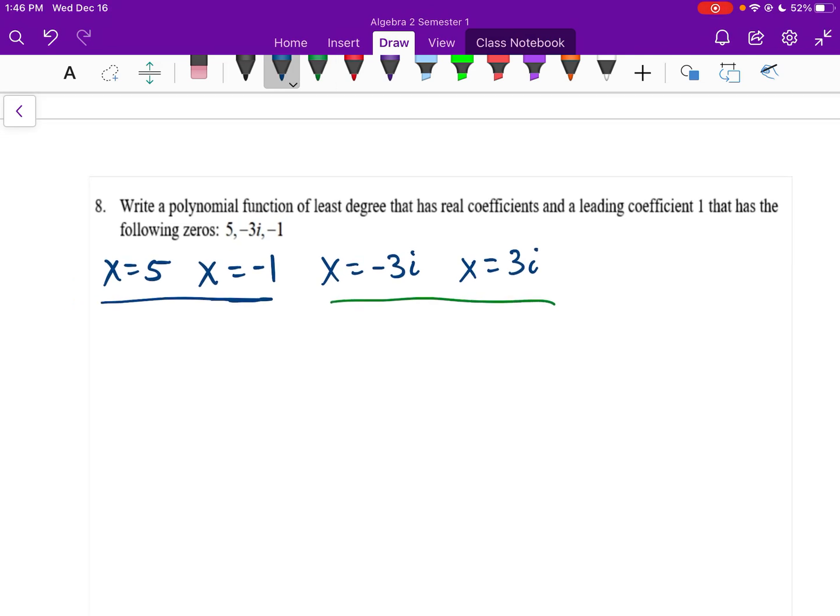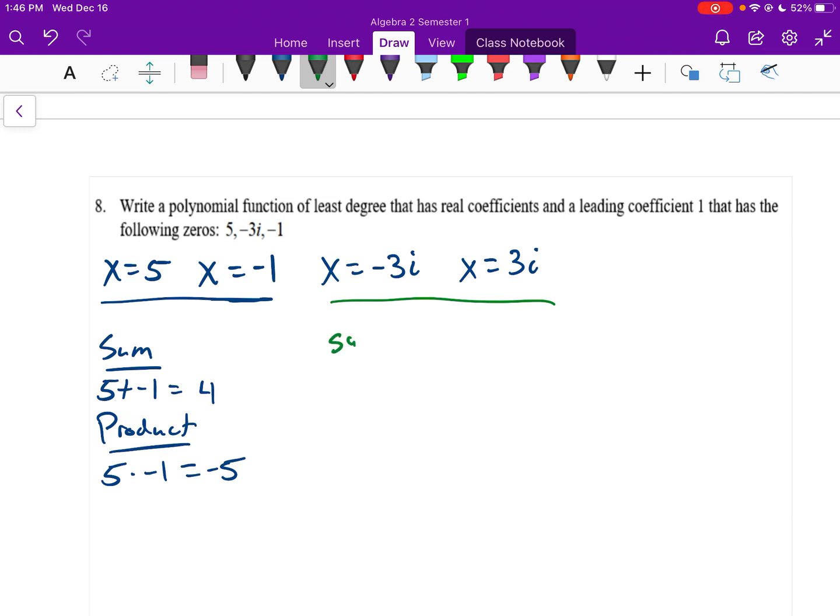Okay, so I'll do the real ones here in blue. So sum, that's saying 5 plus negative 1, which will give me 4. Product, 5 times negative 1, which will give me negative 5. So then for our imaginaries, the sum, negative 3i plus 3i. So think, if you're having troubles with imaginaries, think of it as negative 3x plus 3x. Okay, they cancel each other out and give us 0.